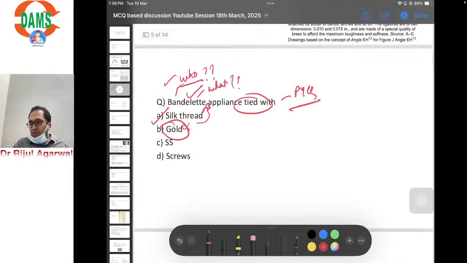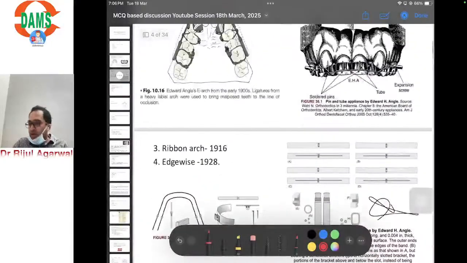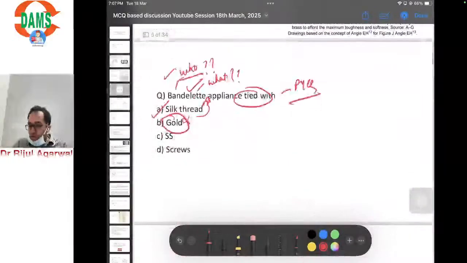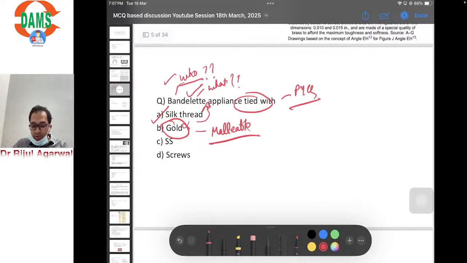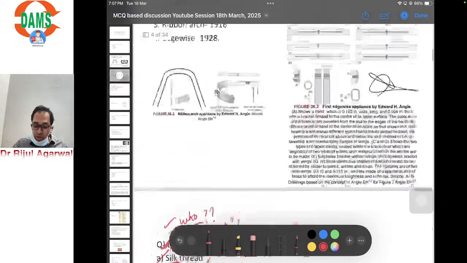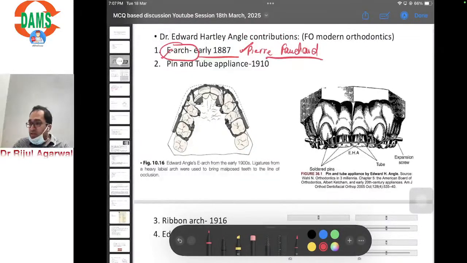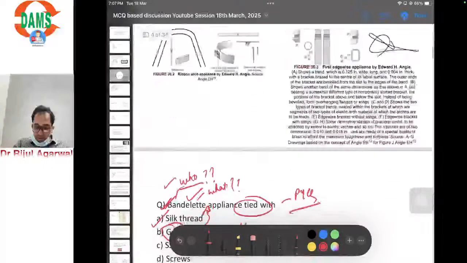Now the gold thread, which I told you in the class, was later used by Edward Angle in his appliances. Why? Because gold at that time was much cheaper, and it was much more malleable, or you can say soft to tap. So the correct answer is silk thread. Please remember, I am asking about the bandelet appliance. Gold was later used by Edward H. Angle for tying in expansion arches, pin and tube, and later his appliances. So the correct answer here is silk thread.